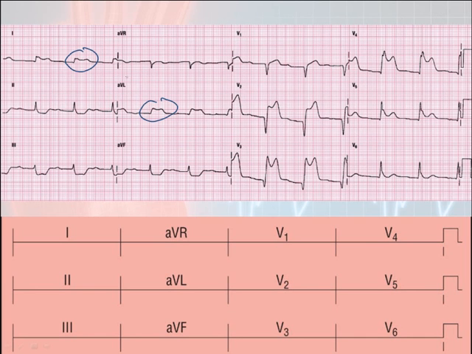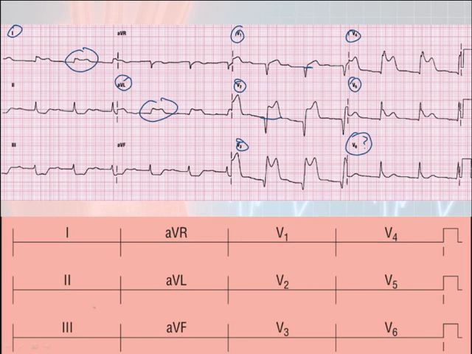There's elevation in lead 1, AVL. It looks like we might have some elevation here in V1. We definitely have it in V2 for sure. V3, V4, V5, and this might be considered elevation. We're not really sure, but it could also be in V6.